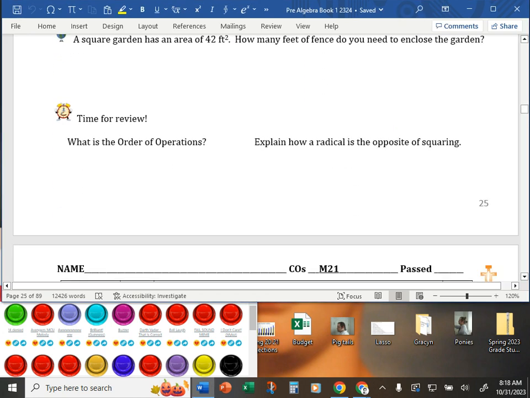Oh no, time for review. What is the order of operations? And explain how a radical is the opposite of squaring. We kind of introduced that in PERMDAS. Exponents and radicals are opposites. We talked about it yesterday as well. How is that relationship happening?